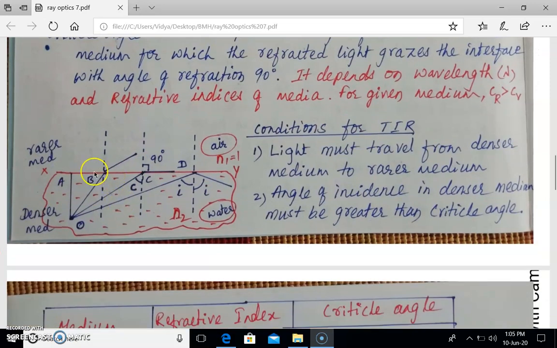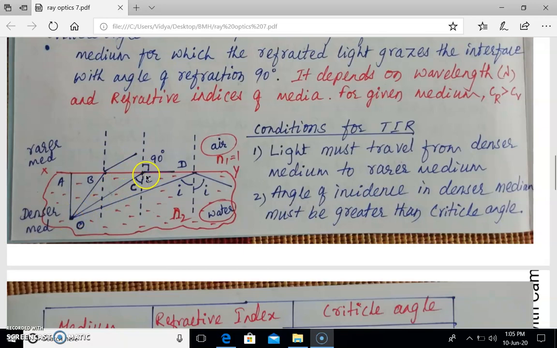So here is the ray diagram. XY is the interface separating a rarer medium and a denser medium. The rarer medium is air, of refractive index N1 equals 1. The denser medium is water, of refractive index N2. These are the light rays incident at varied angles. A light ray OA incident normally on the interface travels undeviated, whereas a ray OB incident obliquely, traversing from denser medium to rarer medium, bends away from the normal.